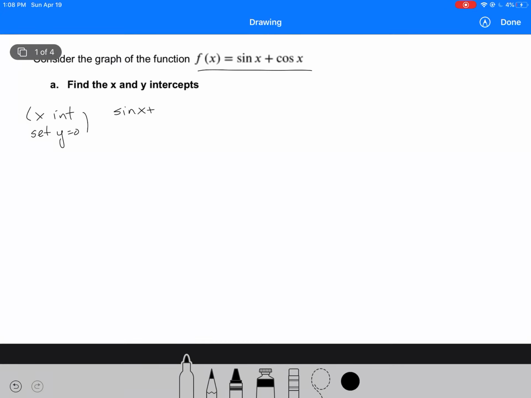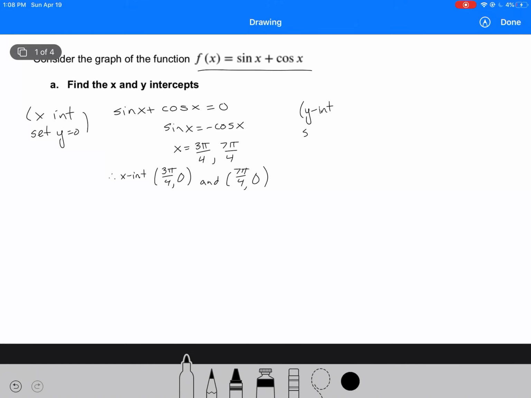So we've got sine x plus cos x equals 0, which is going to give us a trig equation to solve. You can use your knowledge of the unit circle to solve this equation. If you don't remember the unit circle, you can find some information in chapter 13 in your textbook. And so your x-intercepts are 3 pi over 4, 0, and 7 pi over 4, 0. This information is going to allow us to sketch the function at the end.